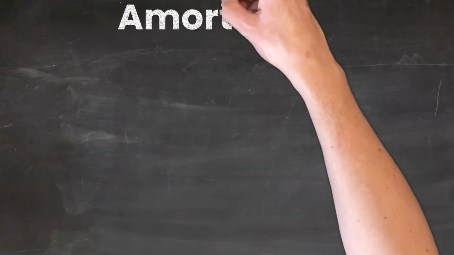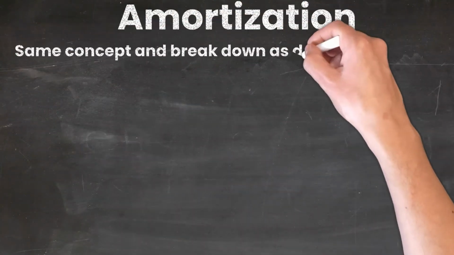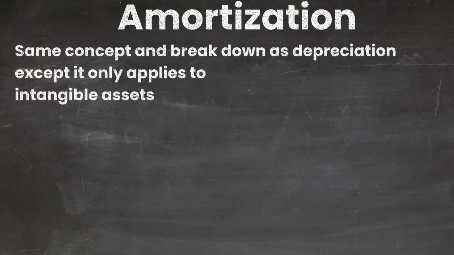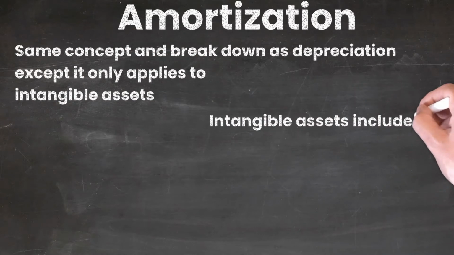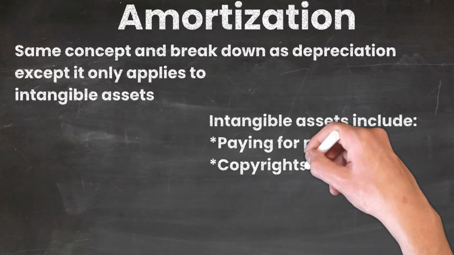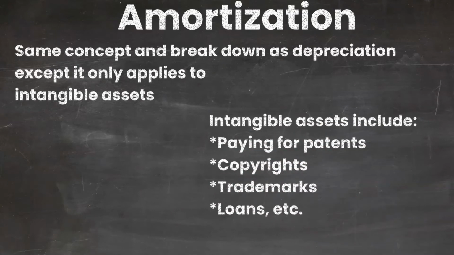Now, amortization, it's set up the same way depreciation is, and it's broken down the same way, but it's only intangible assets like paying for a patent, a copyright, trademark, loan, etc.